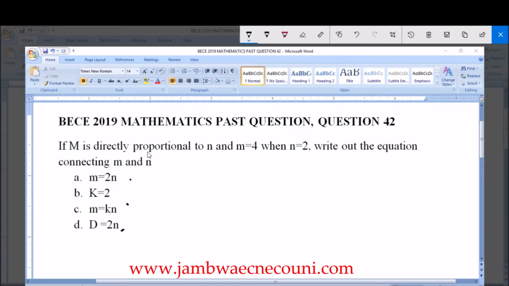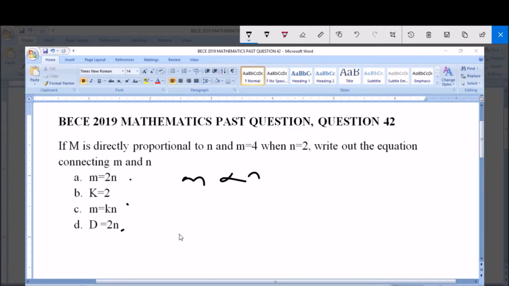So now we are given a direct variation, that is a direct proportion. So we are given this expression m is directly proportional to n. Therefore we have that m is directly proportional to n. Remember, we have various types of variation. We have the direct and the indirect, but the one given to us here is the direct variation. So we have that m is directly proportional to n.